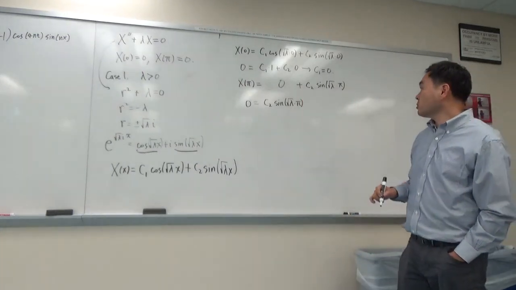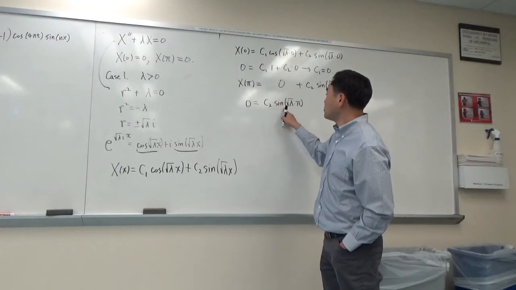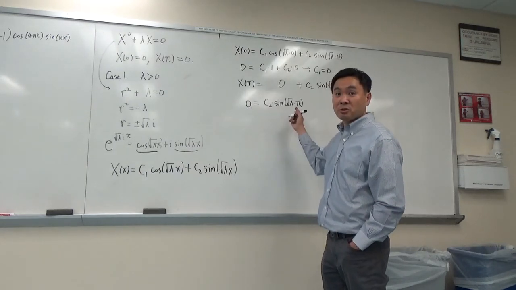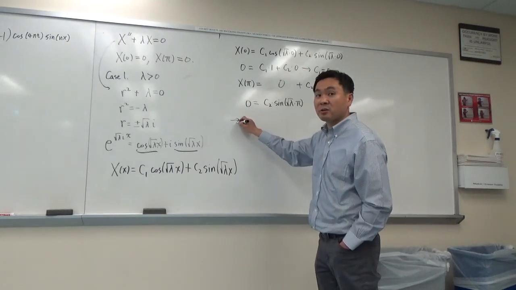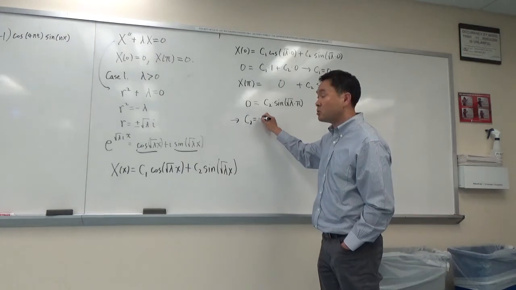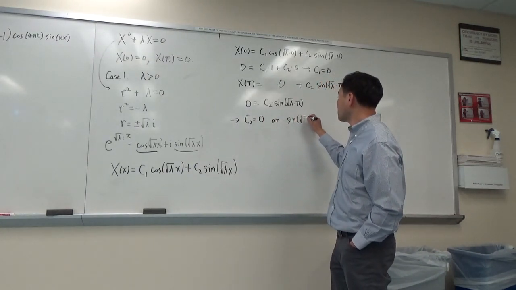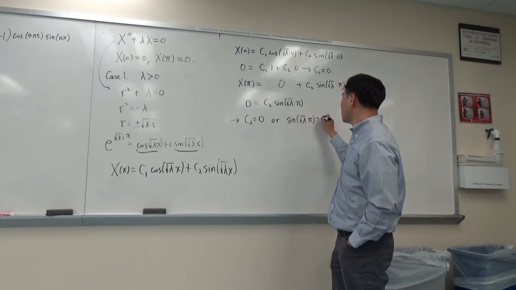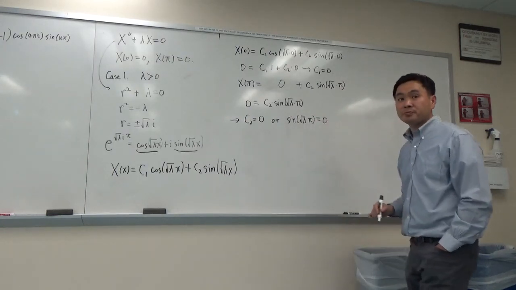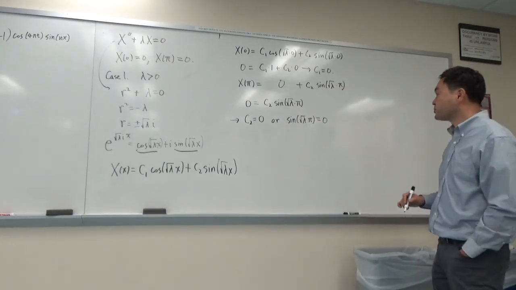Now, we know that if two things multiply to 0, then one of them has to be 0, right? So this says either c2 is 0 or sine of square root of lambda times pi equals 0.